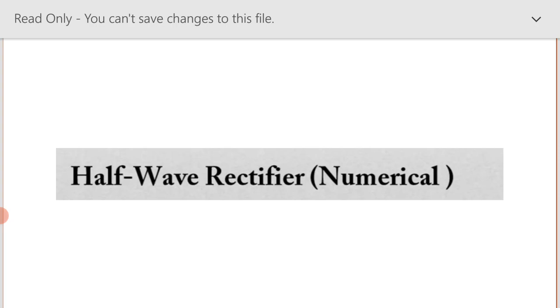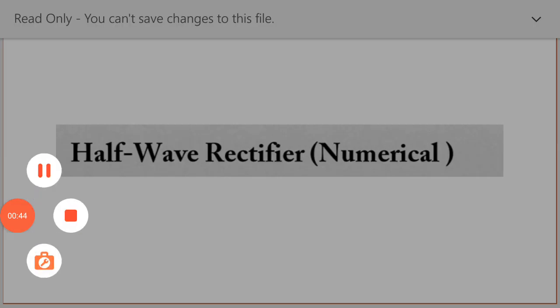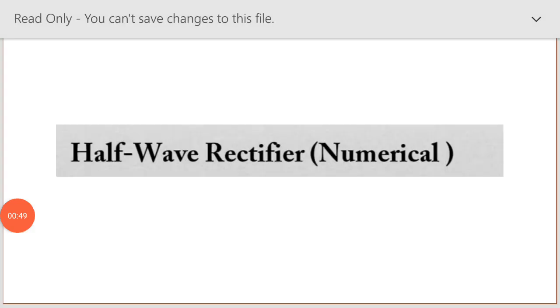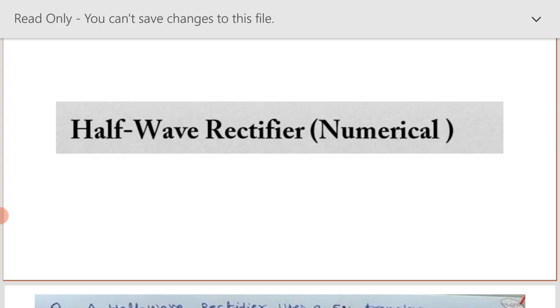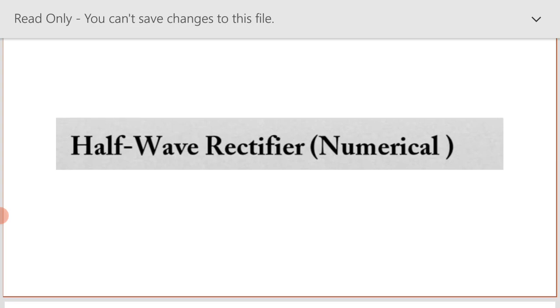Firstly, we see the half wave rectifier. The full wave rectifier has two types, full wave center tap rectifier and full wave bridge rectifier. What is the difference between half wave and full wave? In a half wave rectifier, we use only one diode. How does it work? In a half wave rectifier, three components are mainly used: the input transformer, the diode, and the output resistor across the output voltage.